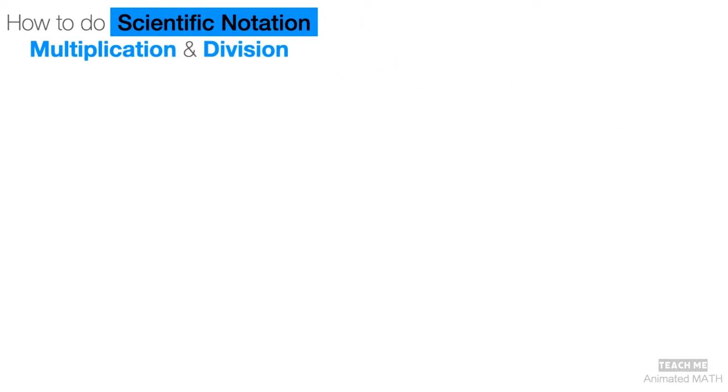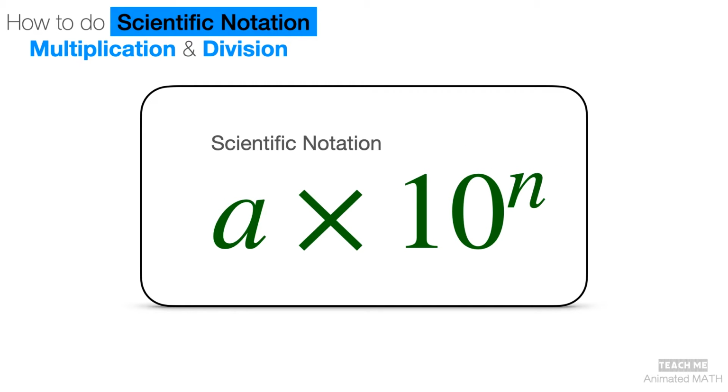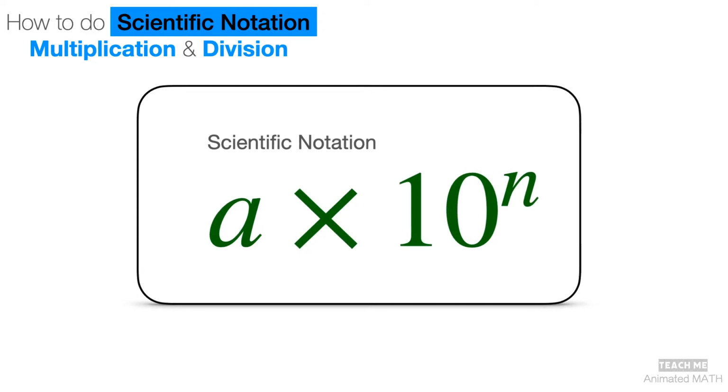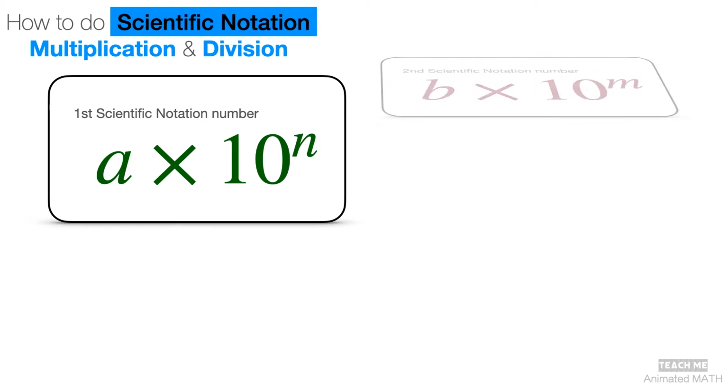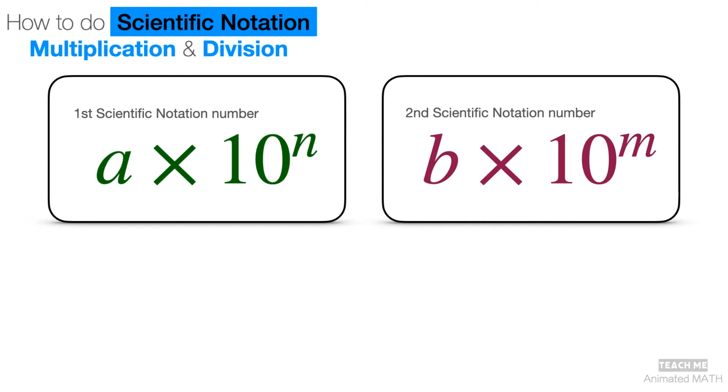From the first video about scientific notation, you learned that it follows the form a times 10 to the nth power. Now, let's say that you have a second number in scientific notation represented by b times 10 to the mth power. Scientific notations use exponents to represent very large and very small numbers.